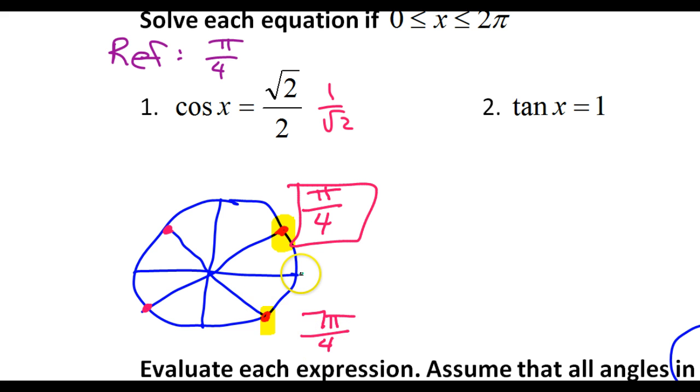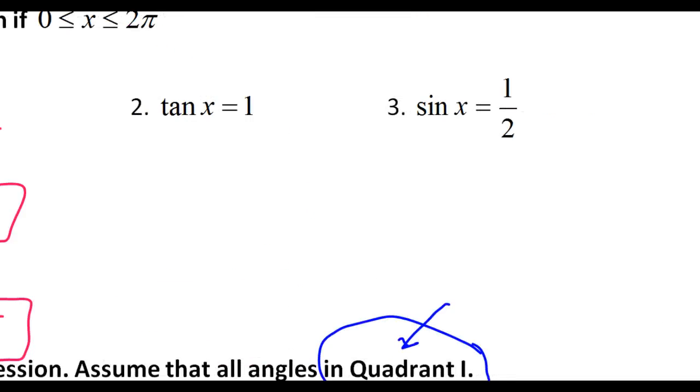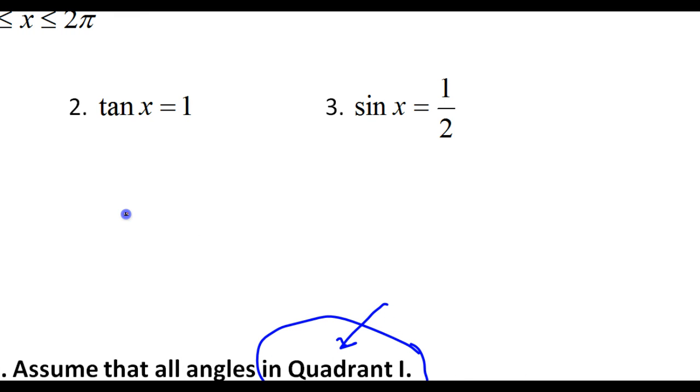Okay, or sometimes I jump straight to this and I think, well, this would be 8 pi over 4, and then I just go back 1 to 7 pi over 4. Either way, these will be the two answers to number 1. All right, let's take a look at number 2.